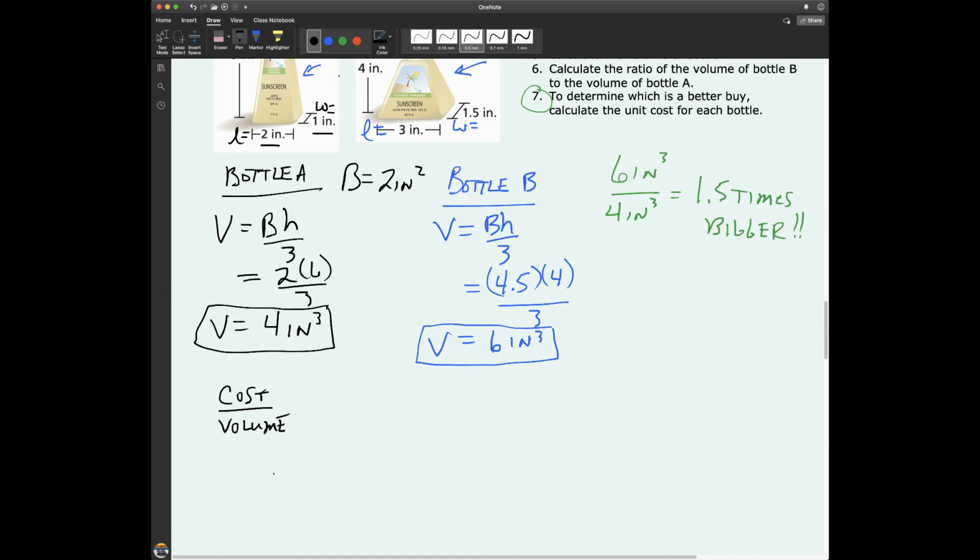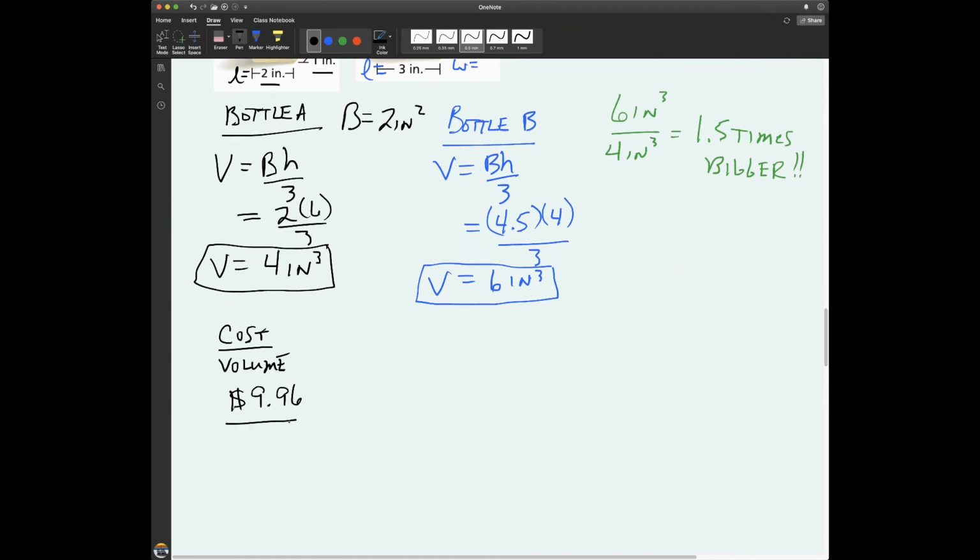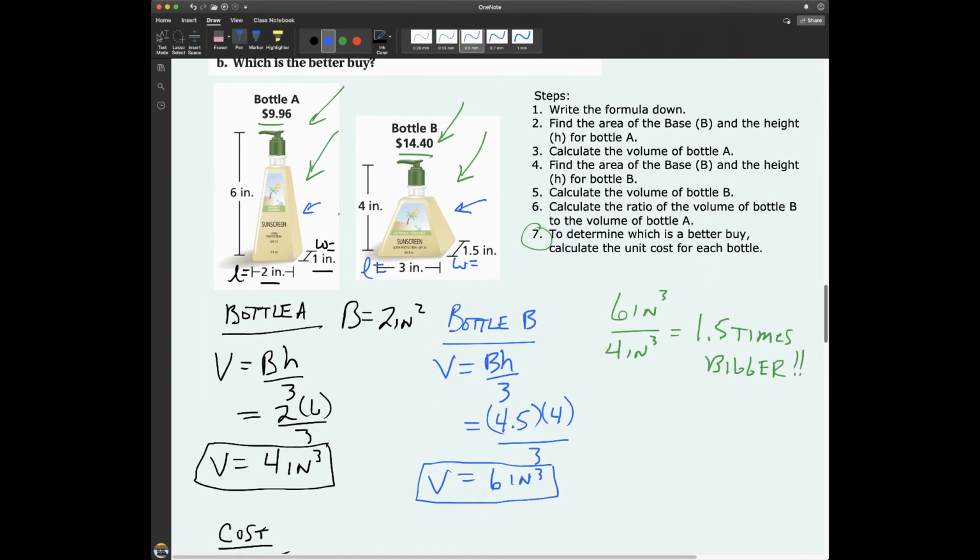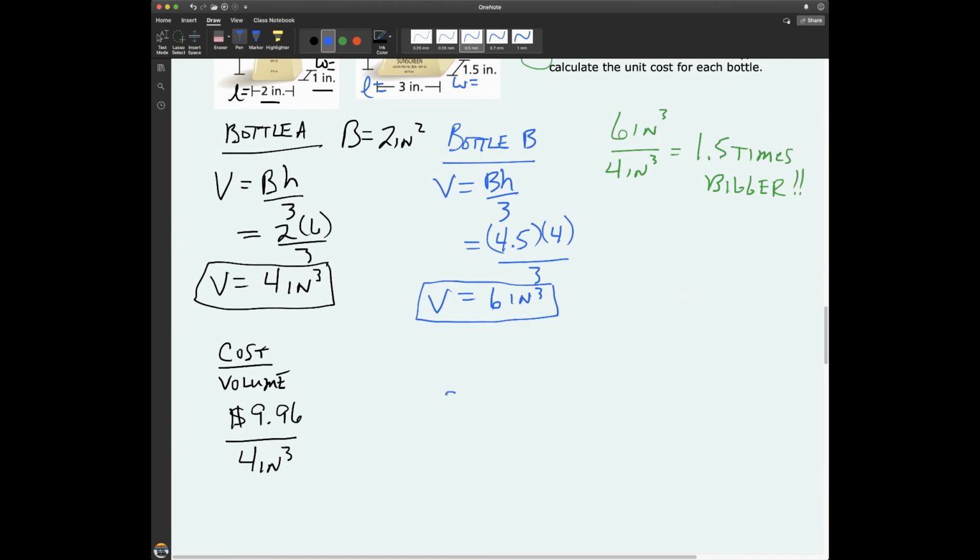All right, what does that look like? So for bottle A, it would be $9.96 divided by 4 cubic inches. What about for bottle B? What was that cost? That was $14.40. So this one would be $14.40 divided by 6 inches cubed. And again, this is going to give us our unit cost.